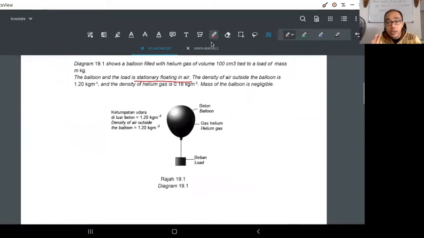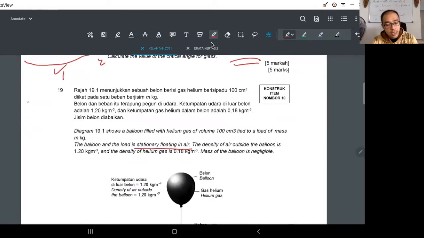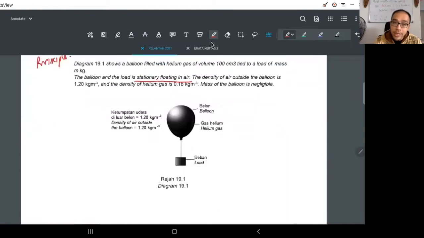When we talk about stationary and floating in the air, anything that is floating, first of all, you need to be aware that this is Archimedes Principle, yang menyatakan pasal keapungan lah. So if something is stationary or floating in the air, dia tidak bergerak ke atas atau ke bawah, dia terapung sahaja, it means that the weight is equals to the buoyant force. Because the weight is downwards, buoyant force is upwards.